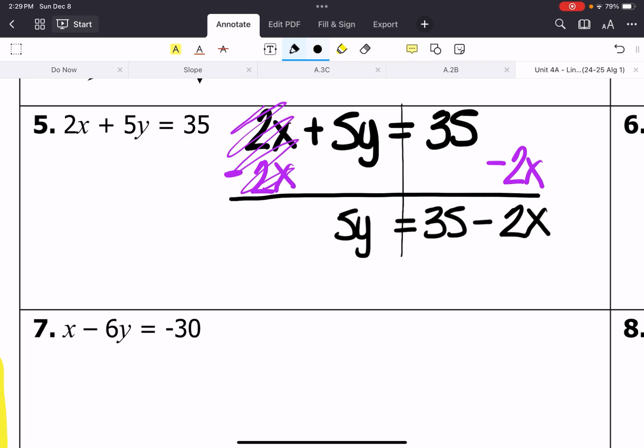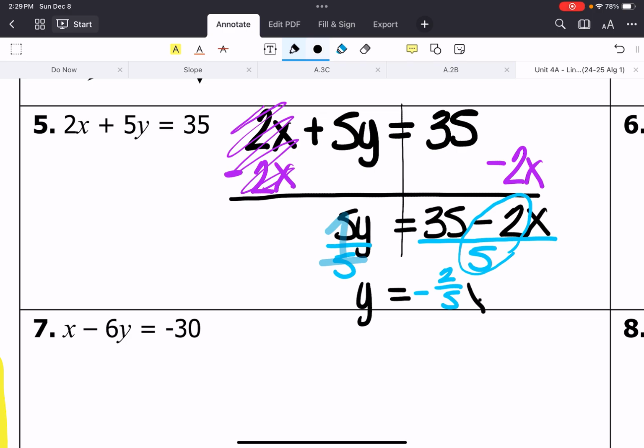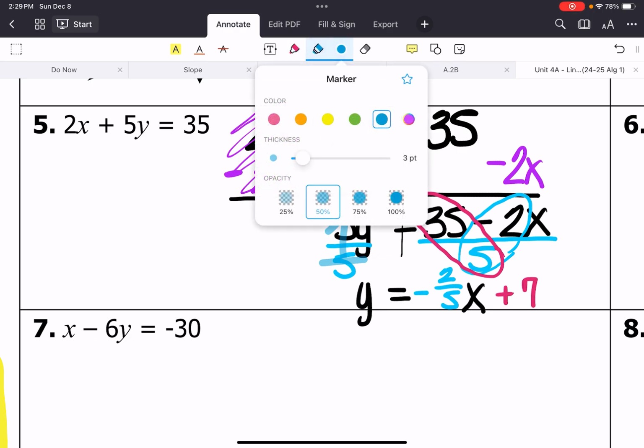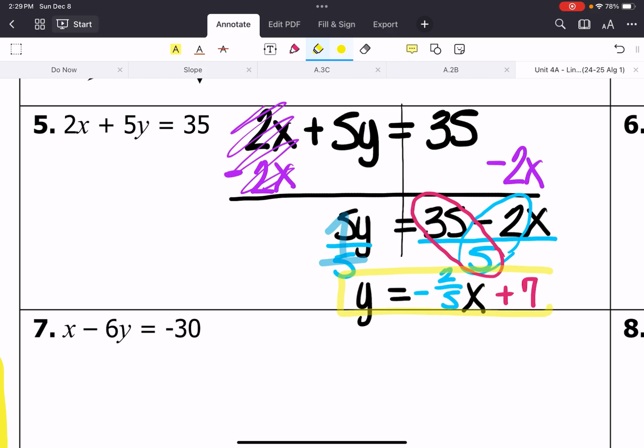From here, now all we do is divide by 5 because we want to get that y by itself. 5 divided by 5, well, that just gives you 1. That stays invisible. Y is now by itself. From here, you take negative 2 divided by 5. That gives you negative 2/5 of x. And then you're also dividing 35 by 5, giving you positive 7. Now, my equation would be y equals negative 2/5 of x plus 7.